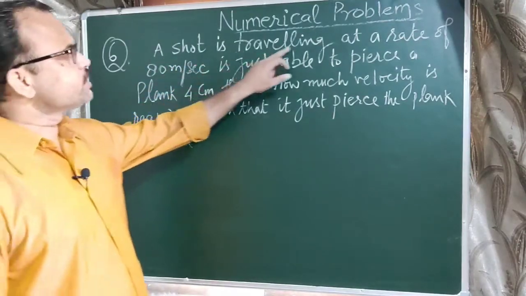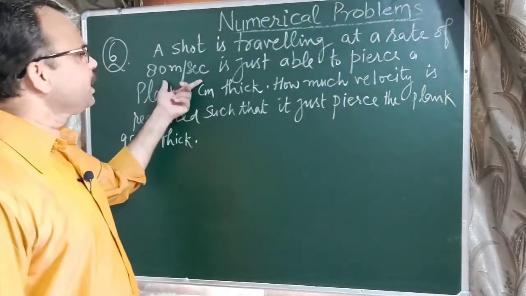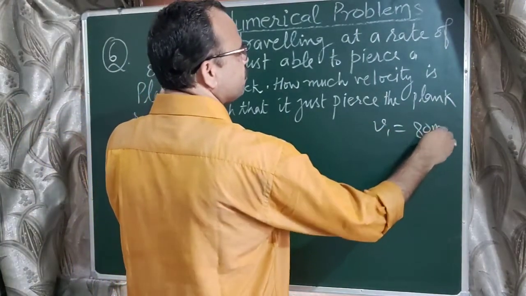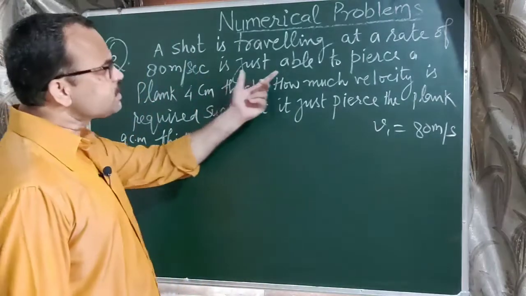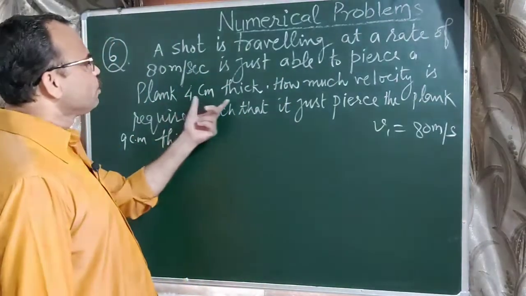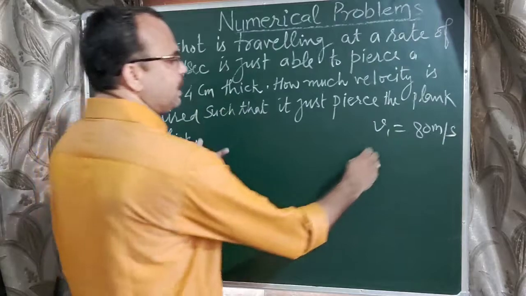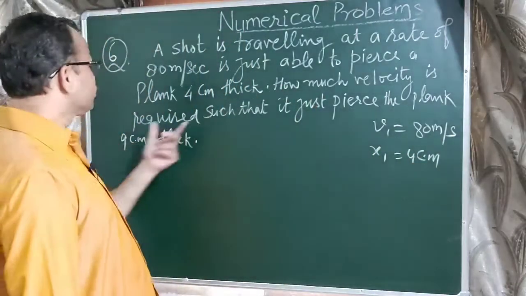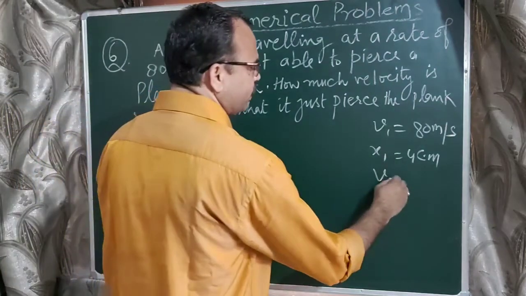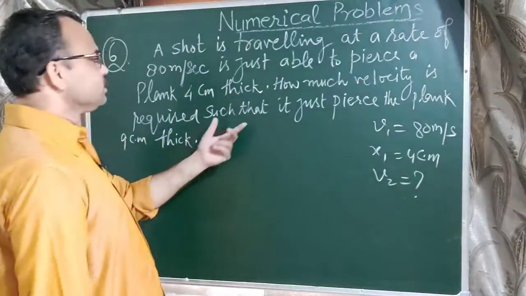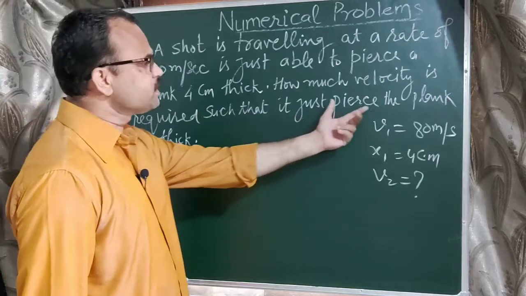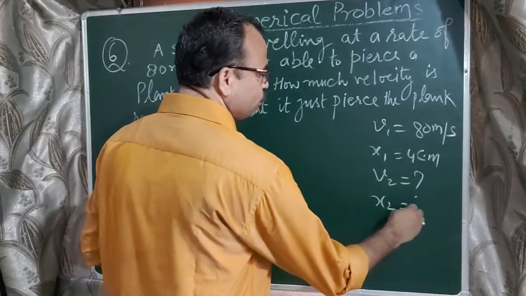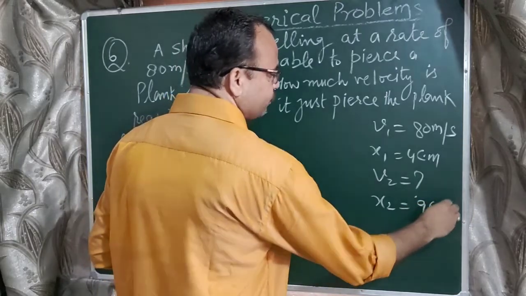Question number 6. A sound is traveling at a rate of 80 meter per second, means v1 equal to 80 meter per second. Okay, it just able to pass a plank 4 centimeter thick, means x1 equal to 4 centimeter. How much velocity is required, means we have to calculate v2, such that it just passes the plank 9 centimeter thick, means x2 equals 9 centimeter.